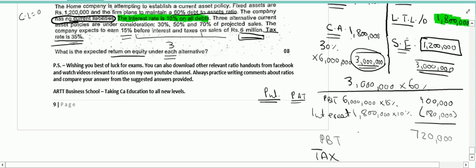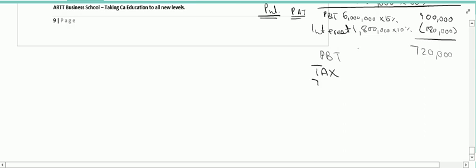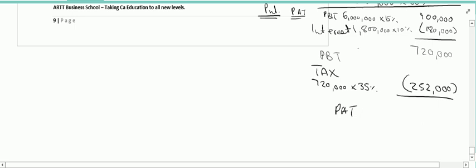Further, I have tax expense, and to subtract tax, the question says the tax rate is 35%. So my tax amount will be 720,000 multiplied by 35%. 720,000 into 35% is 252,000. So my profit after tax value, PAT, will be 720 minus 252, which is 468,000.